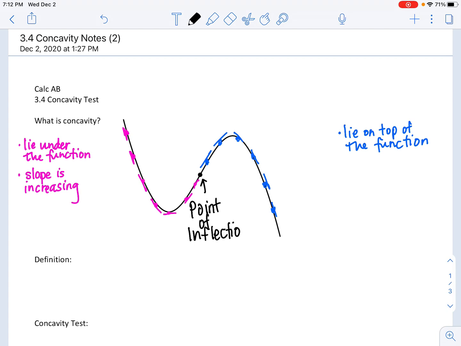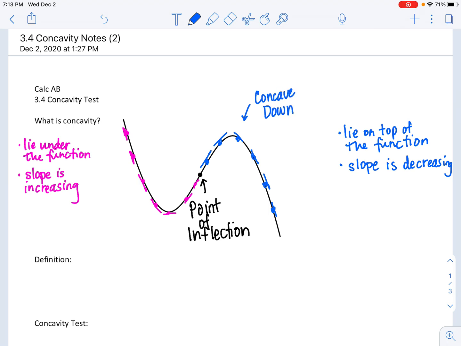And this point right here is called a point of inflection. That's where these tangent lines change from increasing to decreasing. So that's the second piece here. The slope in the blue ones is getting smaller and smaller. Again, it starts off very positive here, and then as you move towards the right, each one gets more and more negative. So the slope's getting smaller and smaller. We call this portion of the curve concave down.